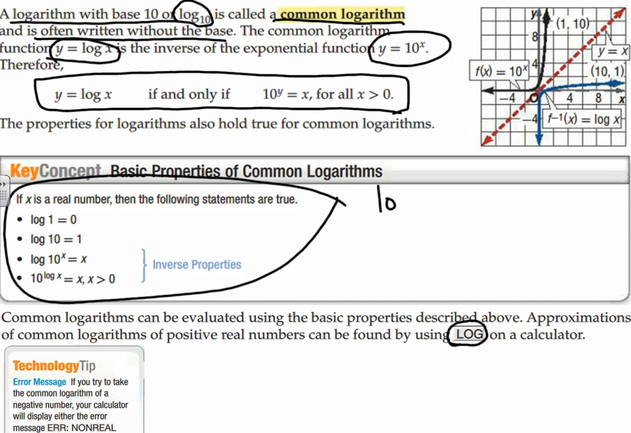So I'm just going to go through why all these work. The log of 1 equals 0, and this is the unseen 10. There's like a little 10 there.